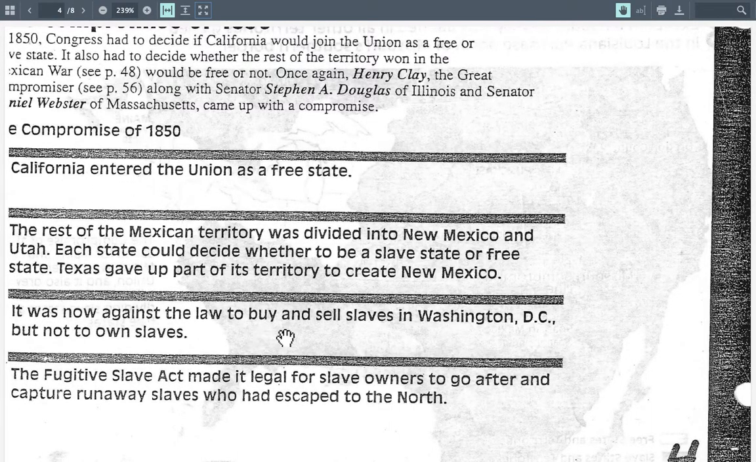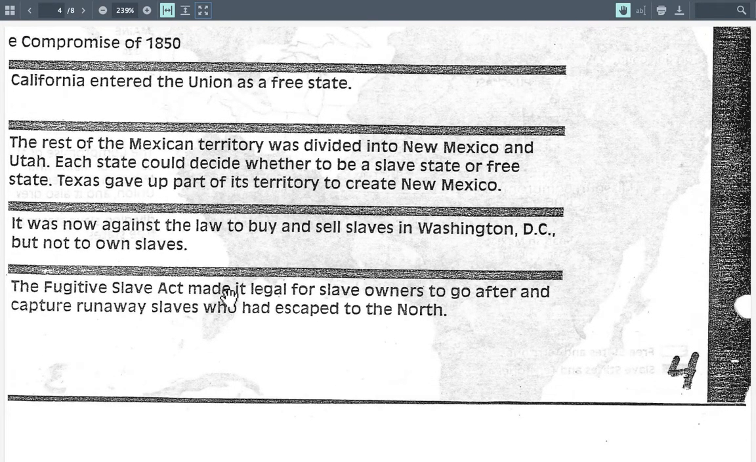It was now against the law to buy and sell slaves in Washington, D.C., but not to own slaves. That's part of the Compromise of 1850. And then the Fugitive Slave Act made it legal for slave owners to go after and capture runaway slaves who had escaped to the North.